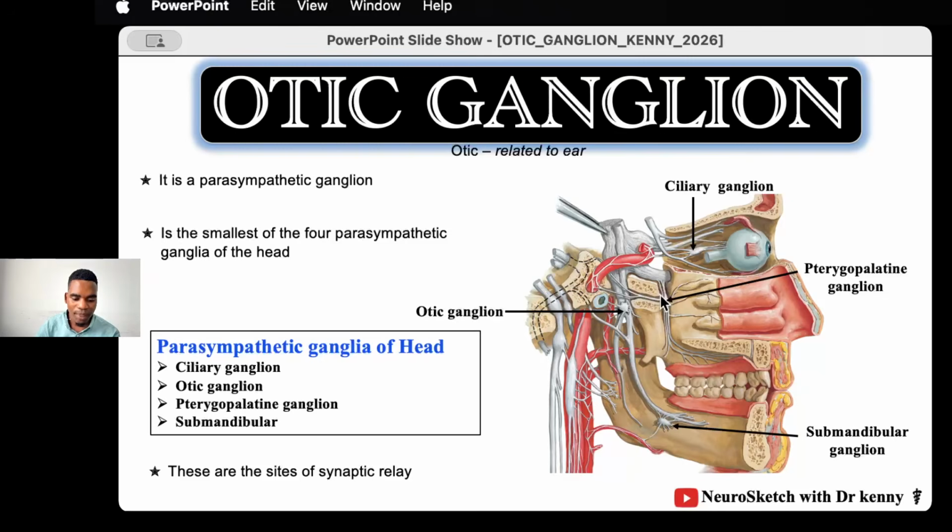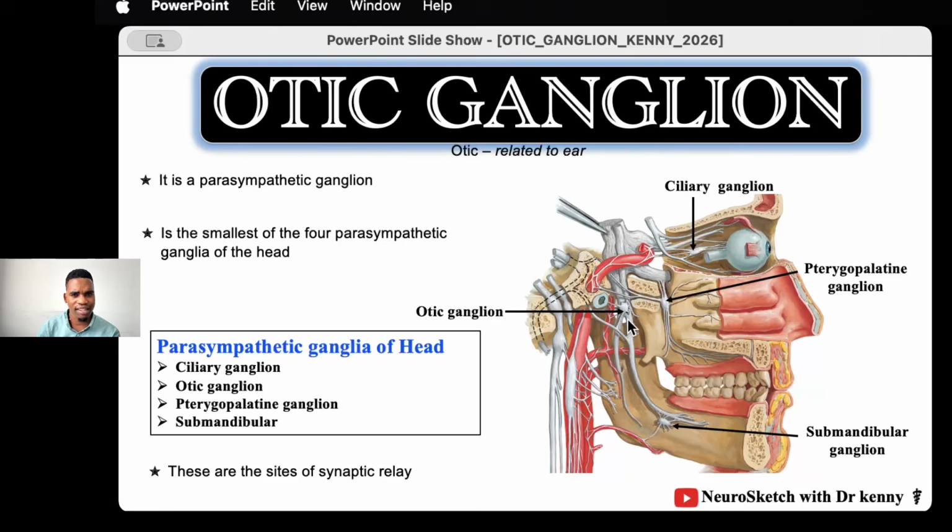We have the pterygopalatine ganglion here. The pterygopalatine ganglion is being suspended by V2 here. And then we have your otic ganglion, the topic of discussion today. The otic ganglion is being suspended by V3. Remember, the branches of V3.